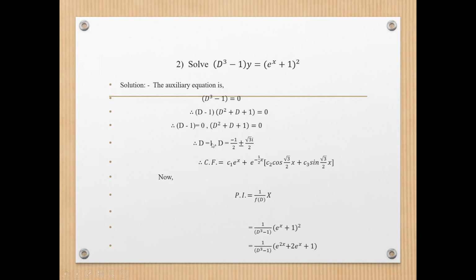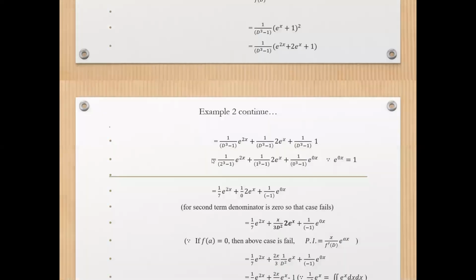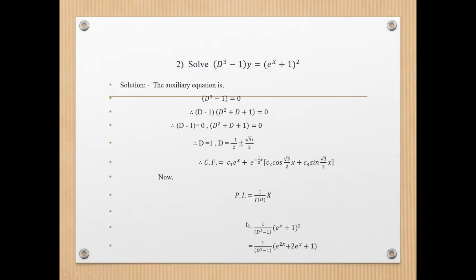So corresponding to the real root, we can write the complementary function as c1 e raised to x. Corresponding to the complex roots, we can write e raised to minus 1 by 2 x into c2 cos root 3 by 2 x plus c3 sin root 3 by 2 x. This is the complementary function related to the linear differential equation. Now the remaining part is to find a particular integral.